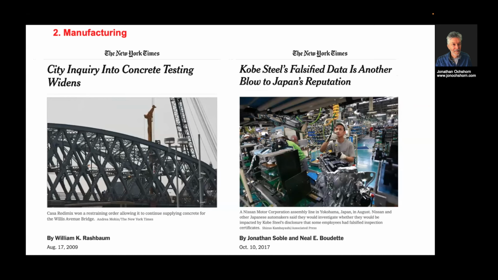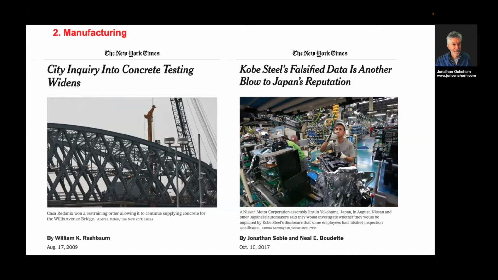So in the case of the New York City concrete scandal, a lot of really famous buildings were built using concrete where the test to make sure that the concrete was strong enough was fabricated, including the World Trade Center rebuild, the so-called Freedom Tower. The good news is that they went back, they took little cores of the concrete and they tested them, and they found that the concrete was okay.